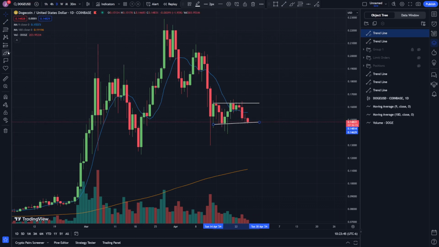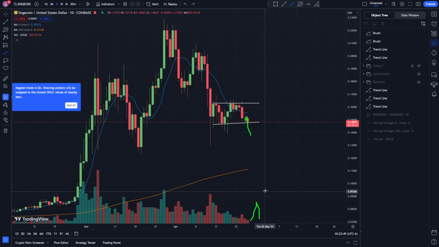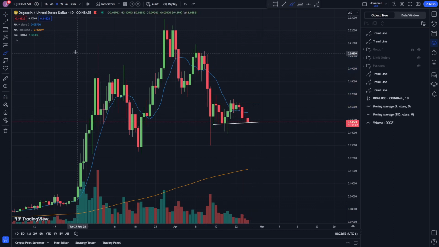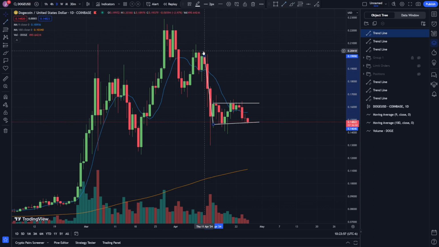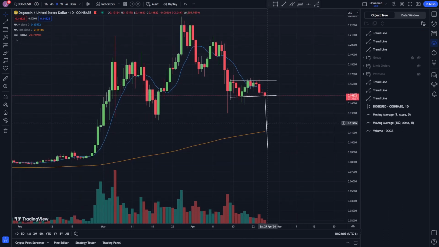But if we break this to the downside with some momentum, if we get some volume candles, we might be looking at a bear flag trading pattern. We can target from the top to the bottom of the flagpole, and then drag that to the breakout, and we'd be looking at a target of around, I don't know, I've done this a couple times and I keep getting different targets. The first time I did it, it was 10 cents.